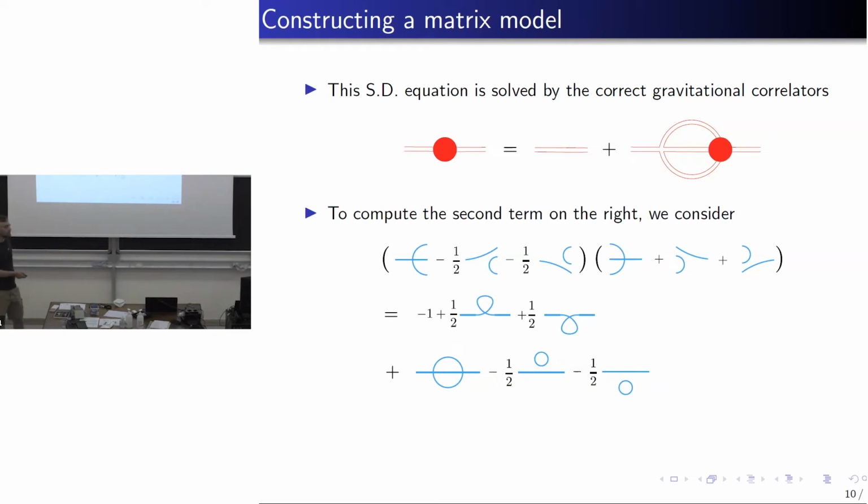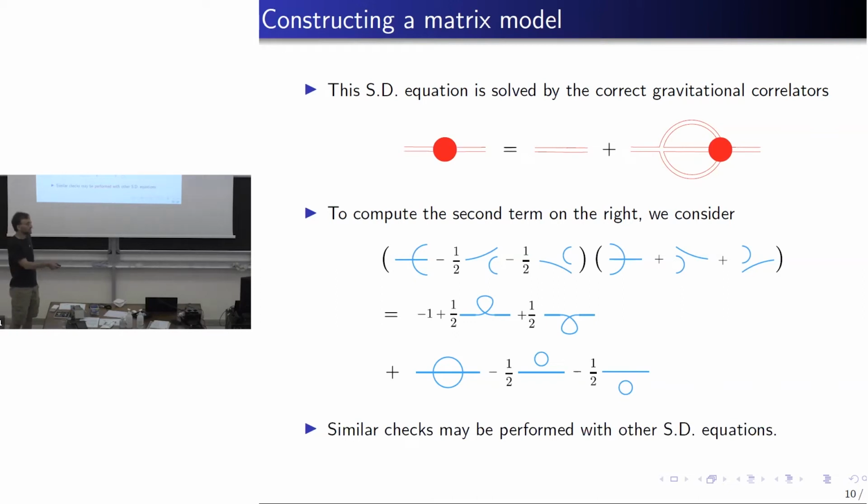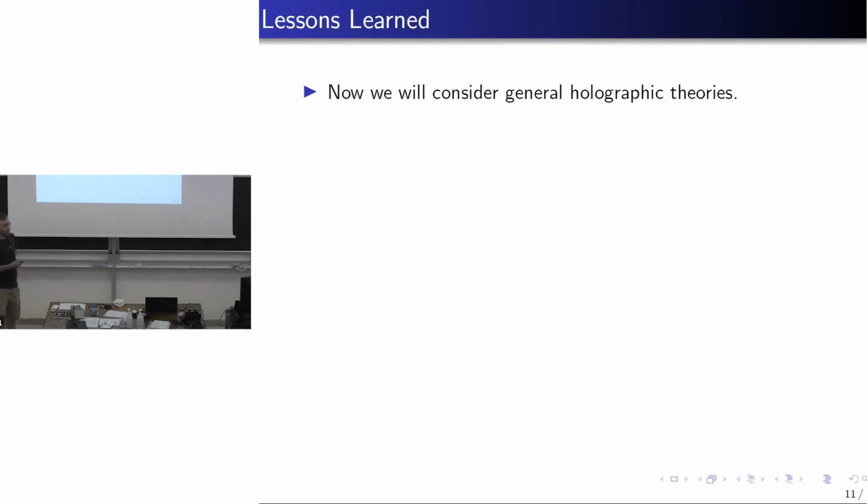So basically, we just checked, at least formally, that the model I wrote down obeys these non-trivial Schwinger-Dyson equations. And so it's a nice verification that this works, and we can do similar checks with other Schwinger-Dyson equations. Okay, so anyway, this was a nice idea, but what lessons are we learning here?